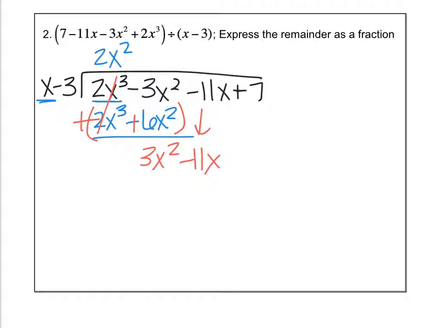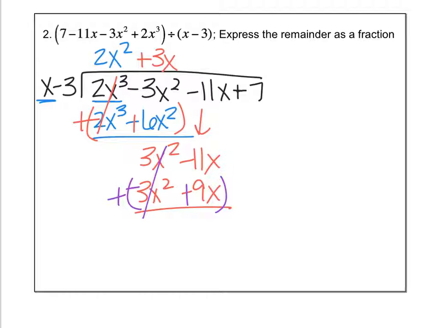So what are you going to do with 3x? I need a 3 and I need an x to get 3x squared, right? Yep. 3x times x is 3x squared. And then make sure you go back and do 3x times negative 3. That's negative 9x. Subtract. Those cancel. Negative 11x plus 9 is negative 2x. Bring down the plus 7.